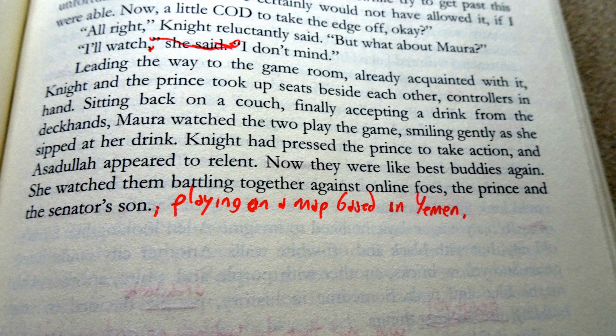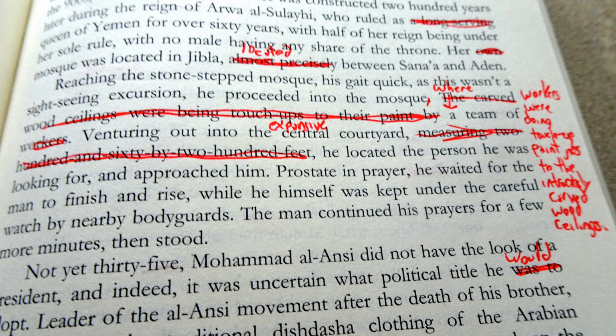So just a real nice detail that just happened to line up perfectly. The main thing I want to point out here is sort of the upper part of the page. The carved wood ceilings were being touched up. I decided to get rid of that because of the word "were." "Were" is kind of indicative of passive sentences to me. The carved wood ceilings were being touched up.